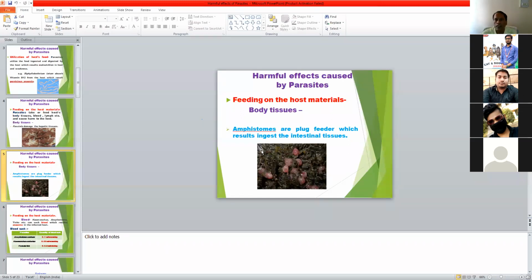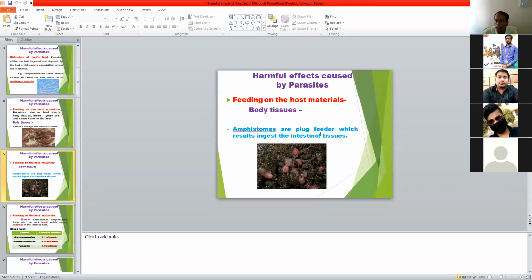Amphistome is a stomach fluke because it is a trematodal parasite found in the rumen of the stomach. This is the stomach amphistome, pink in color, found in the stomach of the infected host. Generally, adult amphistomes are non-pathogenic and are found in the stomach of the infected host, but the immature stage of amphistomes are plug feeders.